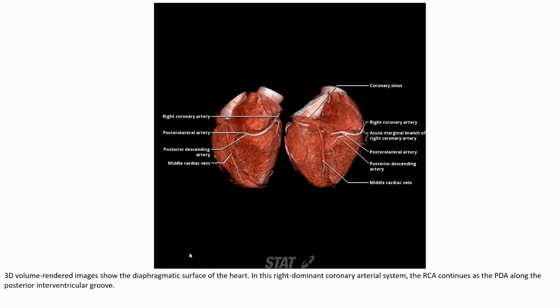This 3D volume render image shows the diaphragmatic surface of the heart. In this right dominant coronary artery system, the right coronary artery continues as the PDA along the posterior ventricular groove. On the left side image, the first marker is the right coronary artery, which divides into the posterolateral artery and posterior descending artery. The other one is called the middle cardiac vein, which drains to the IVC, the vena cava.